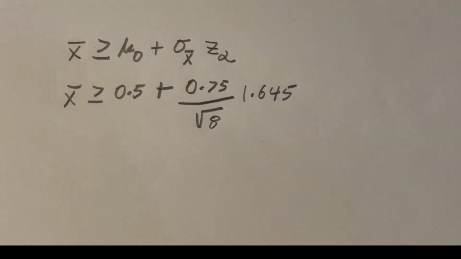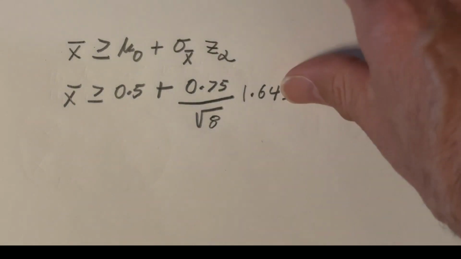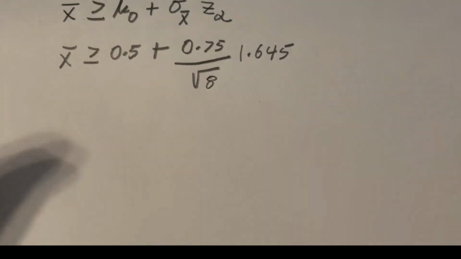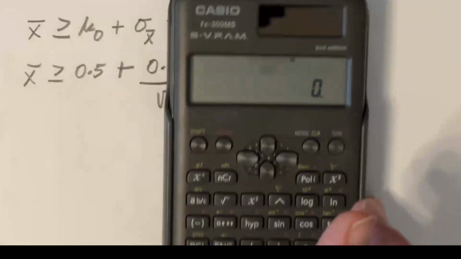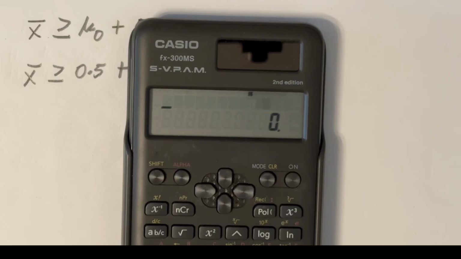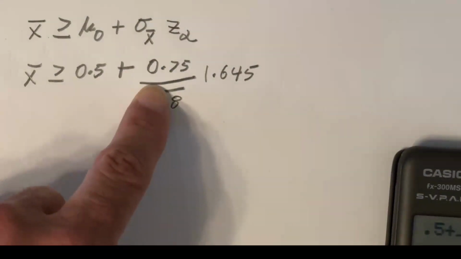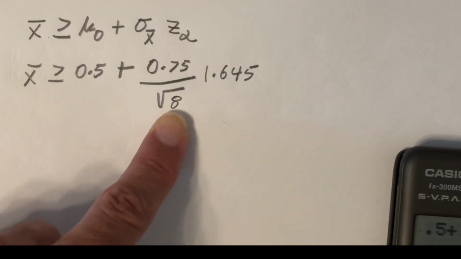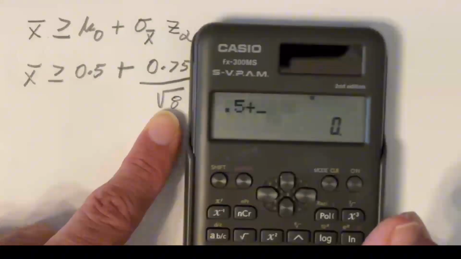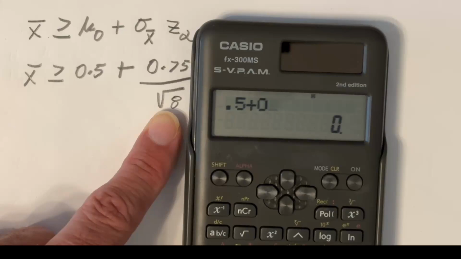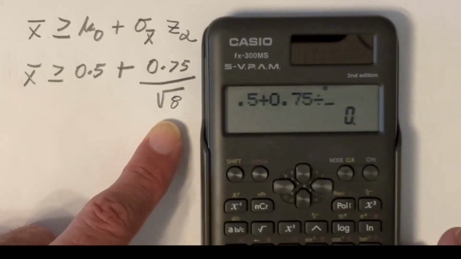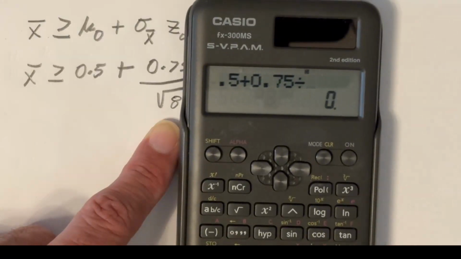Now we have to plug this into the formula. So, good thing I have my calculator. Now, type in 0.5 plus, and now we're going to have to enter in 0.75 divided by, and then the square root of 8. So we hit the square root button, and then 8.